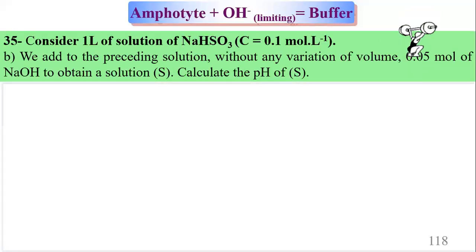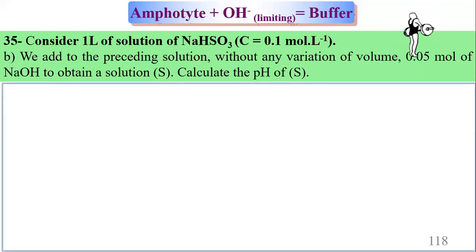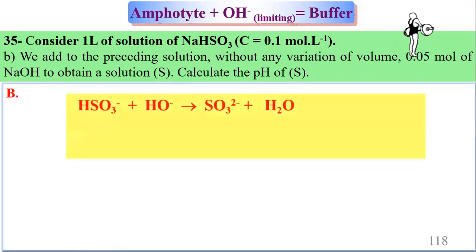Okay, so we were talking about part B. So we have the sodium hydrogen sulfite, of concentration 0.1 molar. We're going to add to that solution, which is an ampholytic solution, without any variation of volume, so we still have a volume of 1 liter, 0.05 mole of NaOH. To obtain a new solution, they called it S, and they want the pH of this solution. Okay, so we have, of course, the hydrogen sulfite, and of course it will react with OH minus.